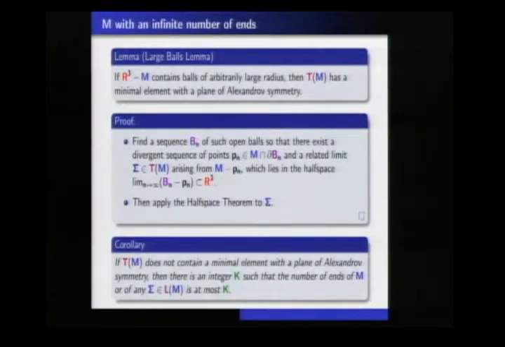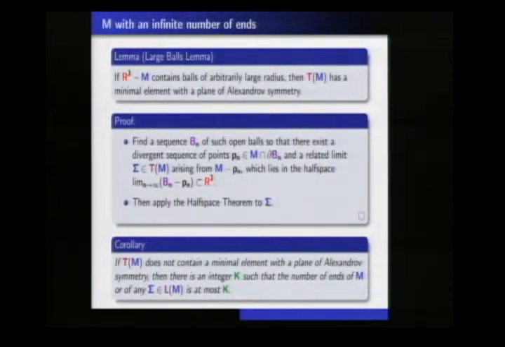Okay, now here's where you have to think a little bit. I want to apply somehow this ball lemma to this situation here. So if T of M does not contain a minimal element with a plane of Alexander symmetry, there are two possibilities. Suppose it doesn't. Then there's an integer k such that the number of ends of M, or of any limit of M, maybe it's disconnected, has at most k ends. In particular, at most k components here.